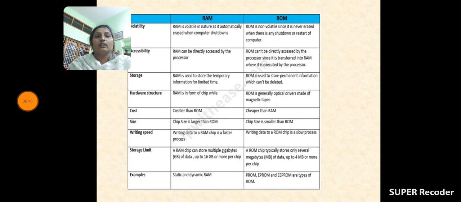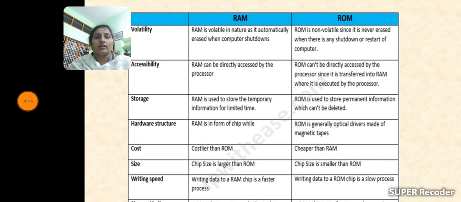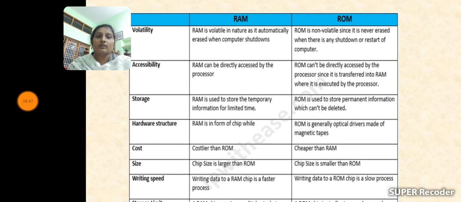And see here, coming to the next topic, the differences between RAM and ROM. Already I told you the full form of RAM: random access memory. And the full form of ROM: read only memory. So coming to random access memory, it is also called read-write memory. There is a possibility of entering the data and also retrieving the data. In read-only memory, there is a possibility only of retrieving the contents from the memory.